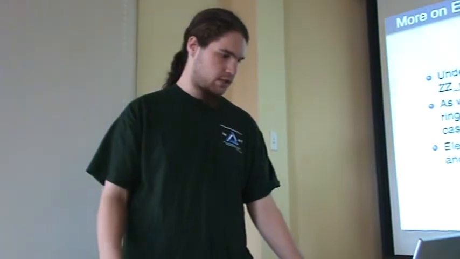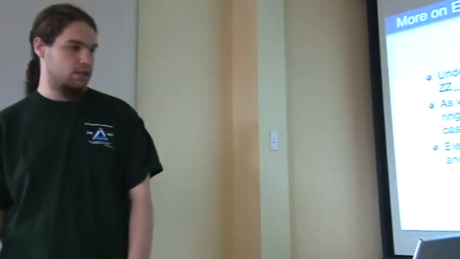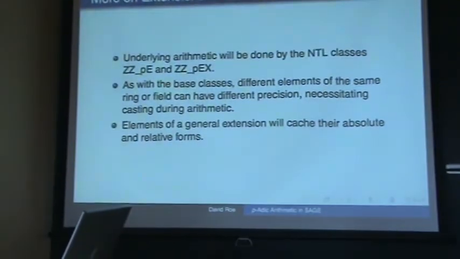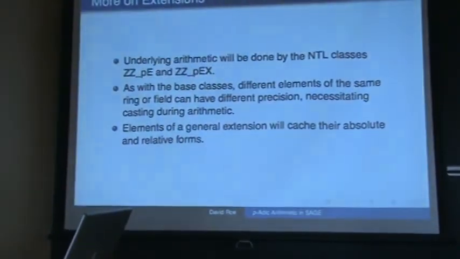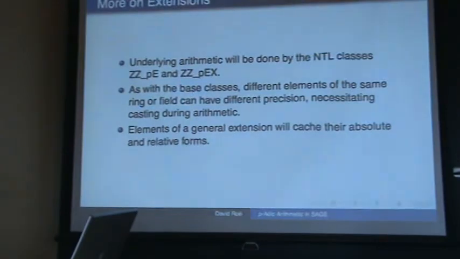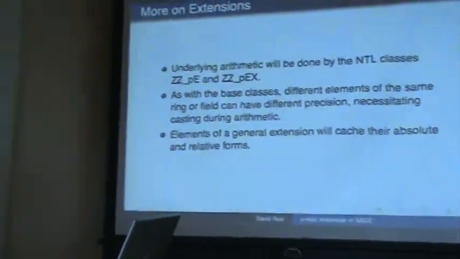And I think after talking to Niels last night, for the general relative extension, each element will have two fields in it. One, if you have L over K, it'll store it as a polynomial over K in the variable X that the user defined it as. And it'll also store it as an absolute extension over QP and split it up into this two-step extension.